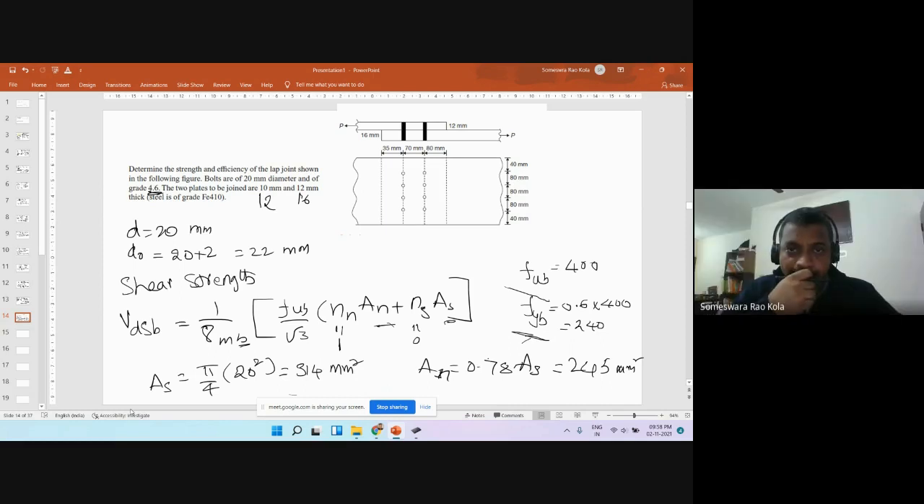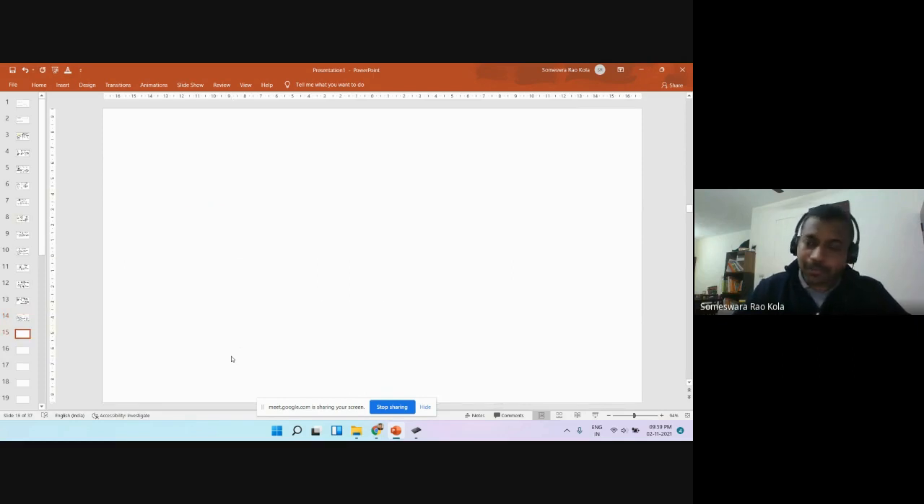So we are trying to get information as and when is required. So we completed that, so we can actually ignore this and simply substitute nn equal to 1 and then use the value of 245 as An. And fub is this 400 from the grade 4.6 information, and fyb we'll use later, 0.6 into 400, 240. So this factor of safety is actually a function of the material that we use, isn't it? For steel, it's going to be 1.25.